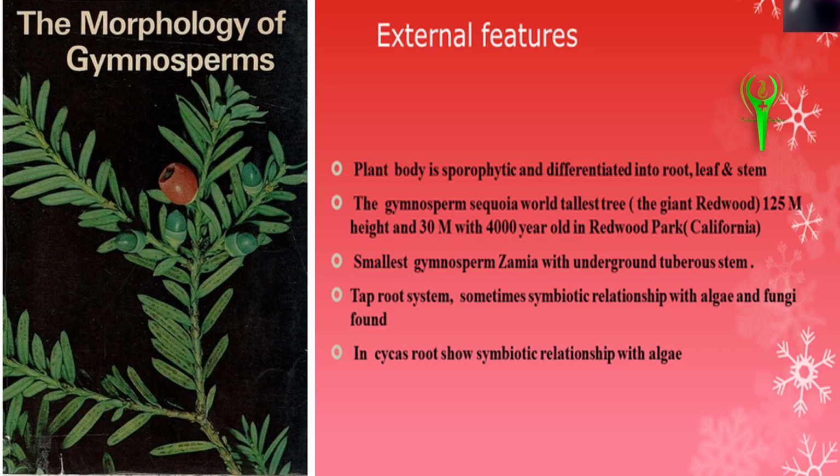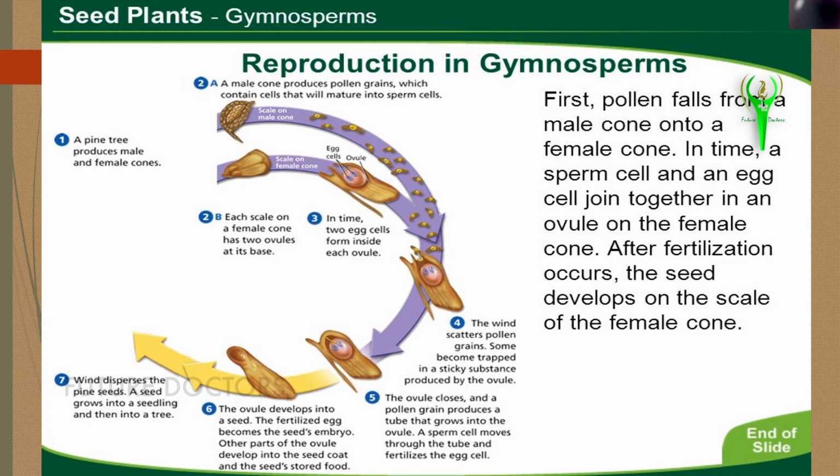External features. Gymnosperms include medium-sized trees or tall trees and shrubs. Species of Gnetum are woody climbers. The smallest gymnosperm is Zamia pygmaea, which reaches a height of 25 cm. Many of the gymnosperms live for more than 4,000 years. Example, pine, redwood trees.